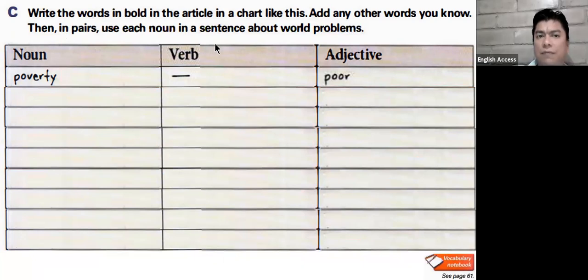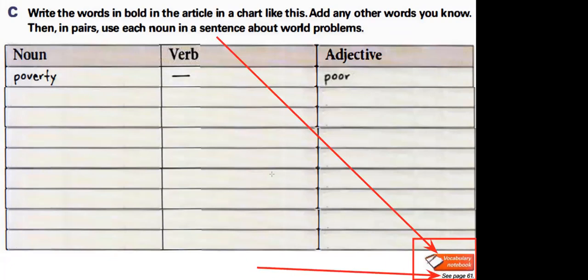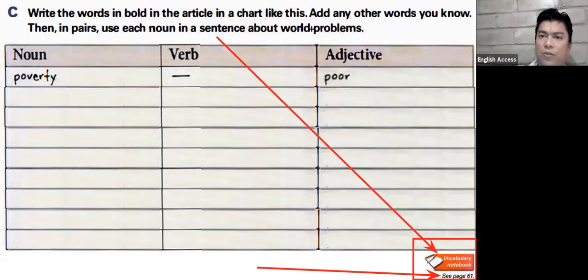Also, page 61, please. Page 61 will be homework. Vocabulary notebook. All of the page? The complete page, yes, it's only vocabulary, so it should be easy.